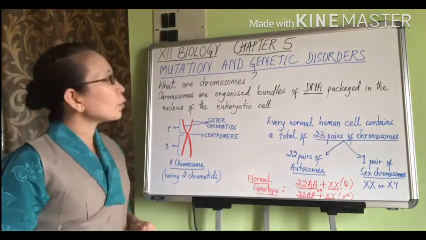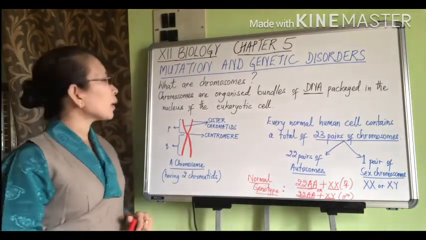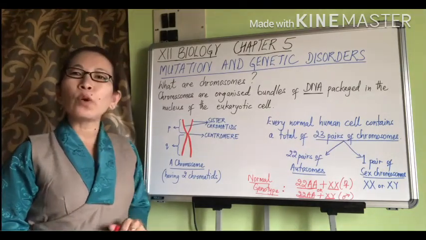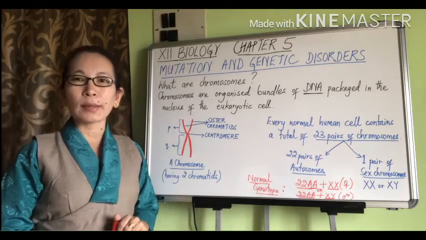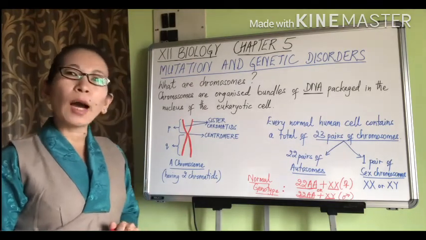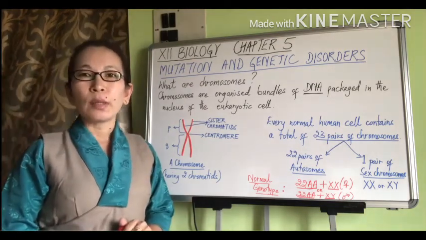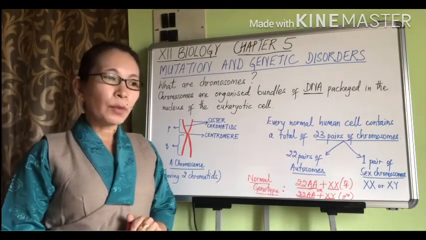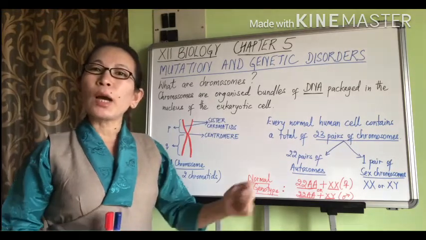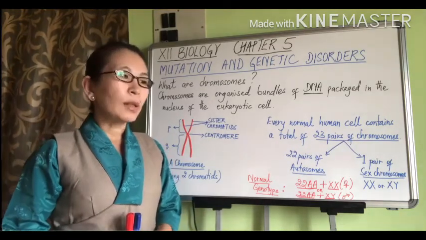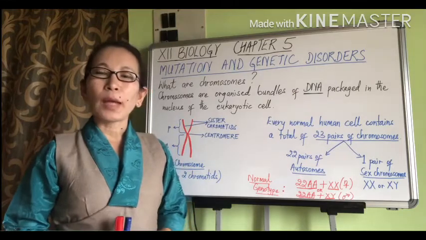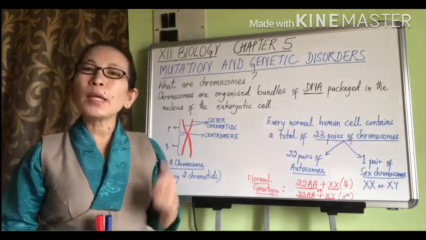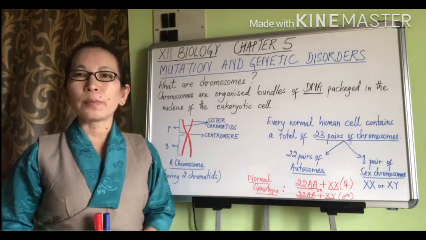Chromosomes are organized bundles of DNA packaged in the nucleus of a eukaryotic cell. So we know DNA stands for deoxyribonucleic acid. And we also know that DNA are large biomolecules. Suppose we take an example of human DNA: if we completely stretch out our DNA, it has a length of over 2 meters. And such a lengthy DNA needs to be accommodated inside a tiny microscopic nucleus of our cell.